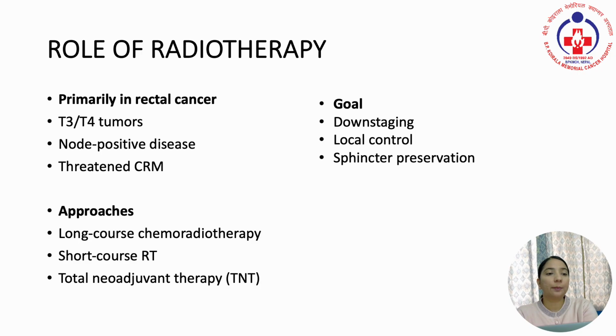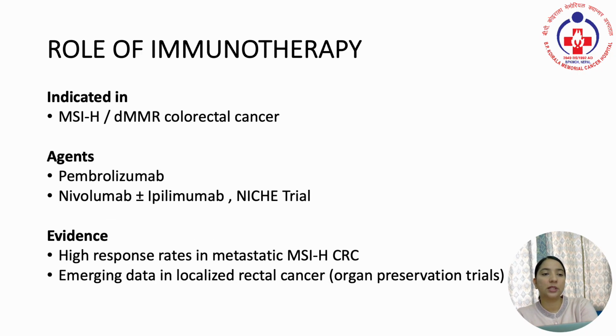And the role of radiotherapy. This is primarily in rectal carcinoma, where the disease is a T3 or T4 tumor, there is positive disease, and there is threatened CRM. And usually the approaches are long course, either radiochemotherapy, as earlier mentioned, in combination with chemotherapy, or only short course radiation can be given. And total neoadjuvant therapy, in cases where the wait and watch technique or surveillance is used. And the main goals are downstaging and sphincter preservation, the radiotherapy, and local control of the disease.